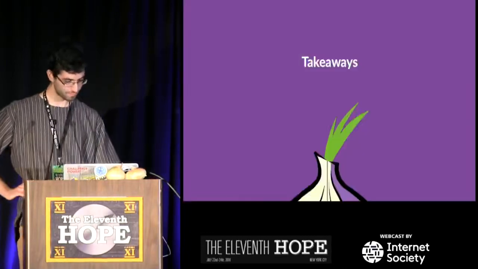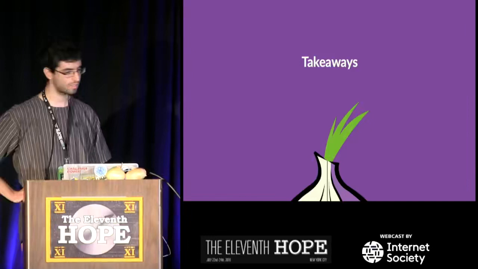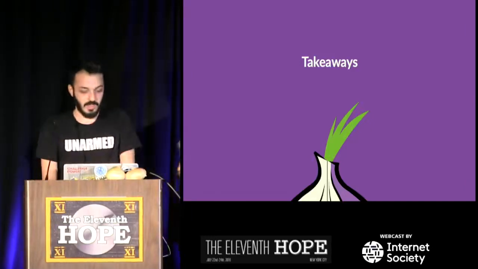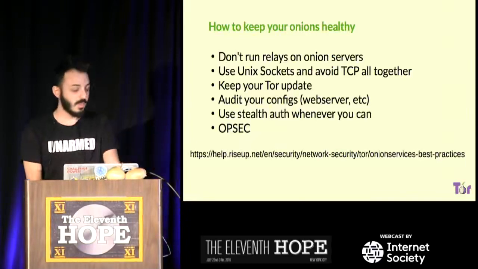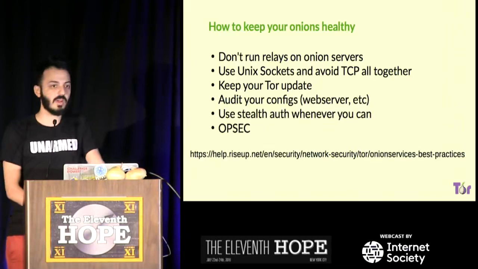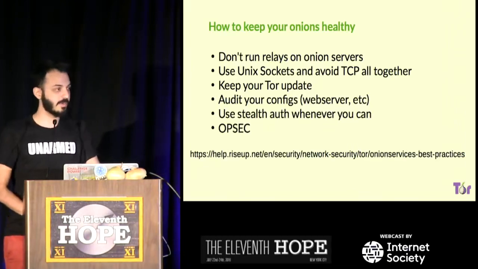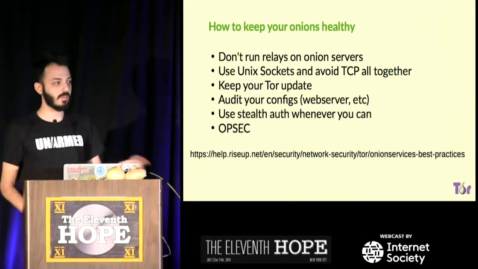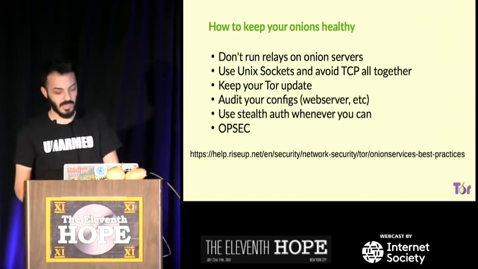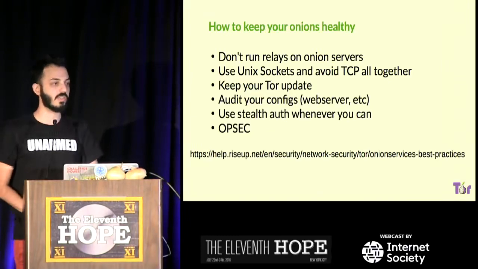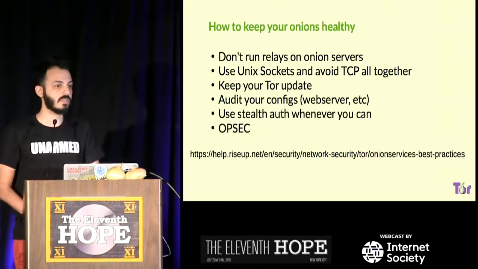And we're reaching the final stage of this talk with the takeaways. All right. So here are some of the tips to keep your onion addresses safe and secure. First of all, don't run relays if you're running an onion address. If you run a relay, it basically reveals your onion address. Use Unix sockets whenever you can to avoid TCP connections altogether.